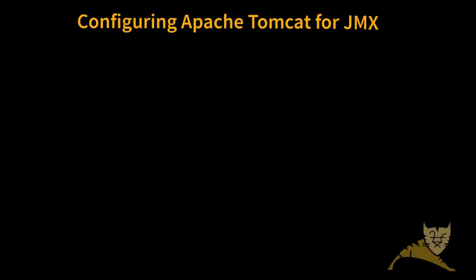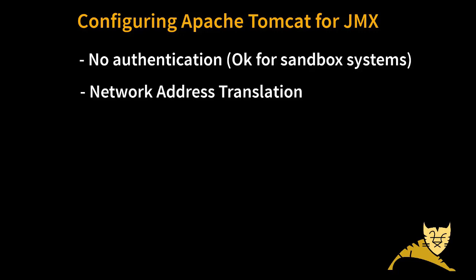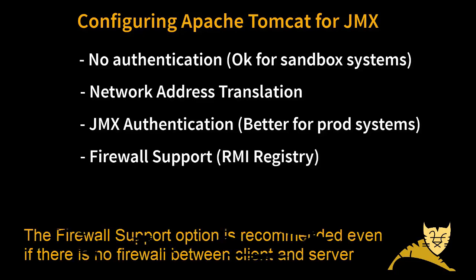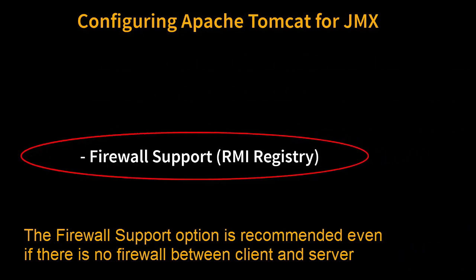Next, we need to configure Apache Tomcat for JMX. There are 4 different options here: no authentication, network address translation, JMX authentication, which is recommended for production, or firewall support, which can also have authentication. In this case, we're going to do firewall support with authentication.